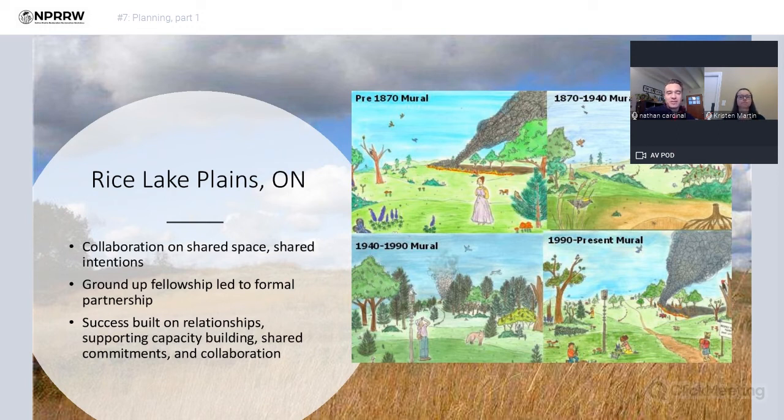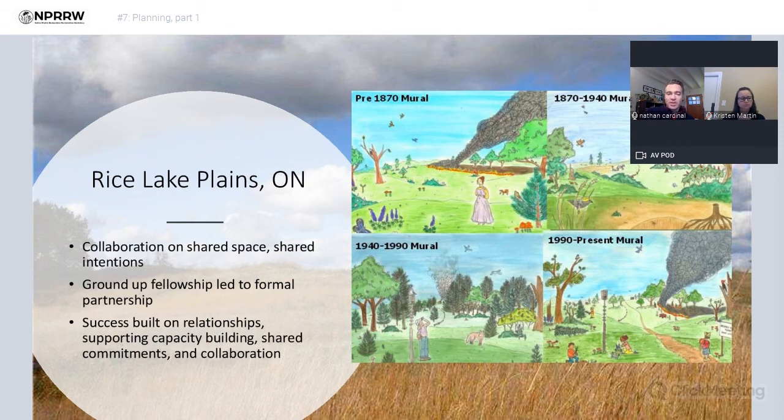And so aside from managing the land for many generations, the Alderville First Nation there has been working since the 90s to actively restore the black oak savanna that's found on their reserve lands in the region, which are a culturally and ecologically important area for the nations.